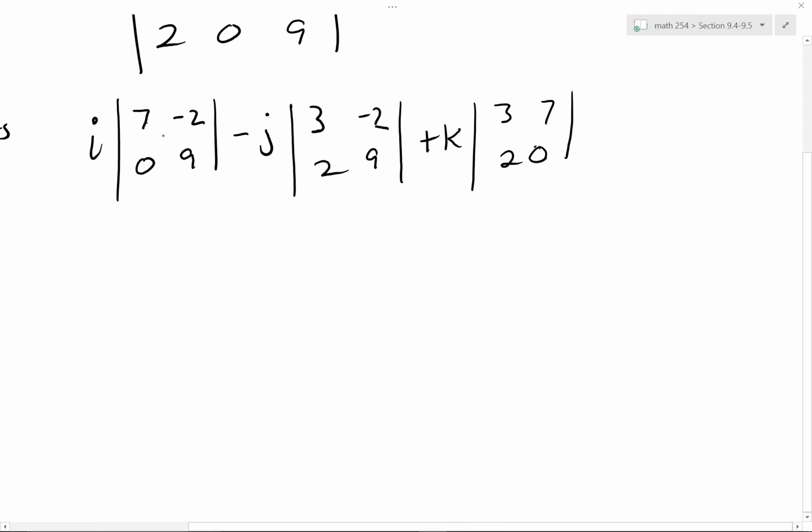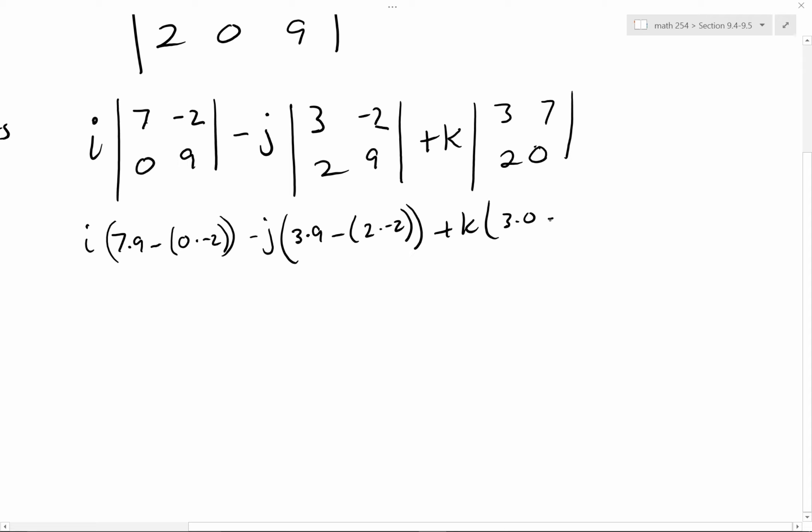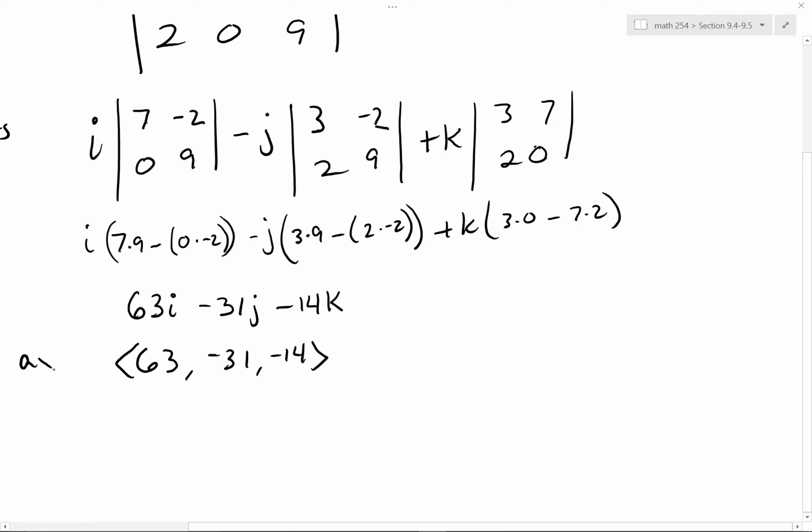Okay? So this is what we do. It's always 7 times 9, so this times this, minus, always minus, 0 times negative 2. Whatever that answer is, you times it by I. Minus J, and then it's 3 times 9 minus 2 times negative 2. Plus K, 3 times 0 minus 7 times 2. So this is 63i. Here's 27 minus a minus 4 is 31, so it's minus 31. Is that 0 minus 14 is minus 14. This thing right here, or if you prefer, 63, negative 31, negative 14 is A cross B.